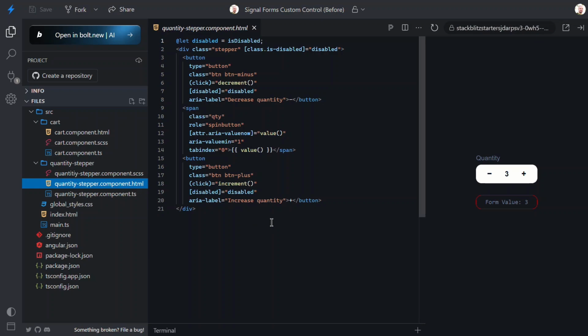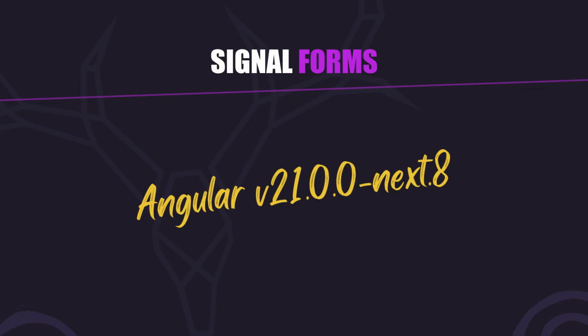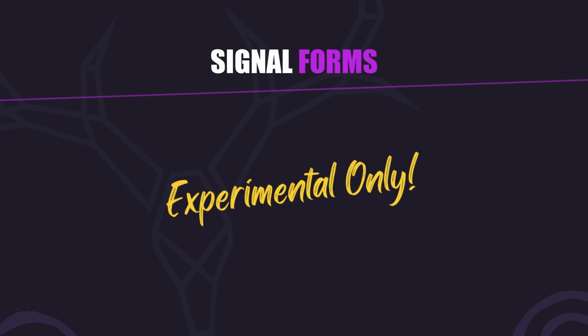Now that we understand what we're working with, let's modernize it. We're going to migrate this stepper and the form that uses it to Angular's new experimental signal forms API. Signal forms are brand new. They're only available in Angular 21. And for the concepts we'll be using in this tutorial, you'll need Angular 21 next.8. They're still experimental, so they probably shouldn't go into production apps just yet. But that time is coming soon.